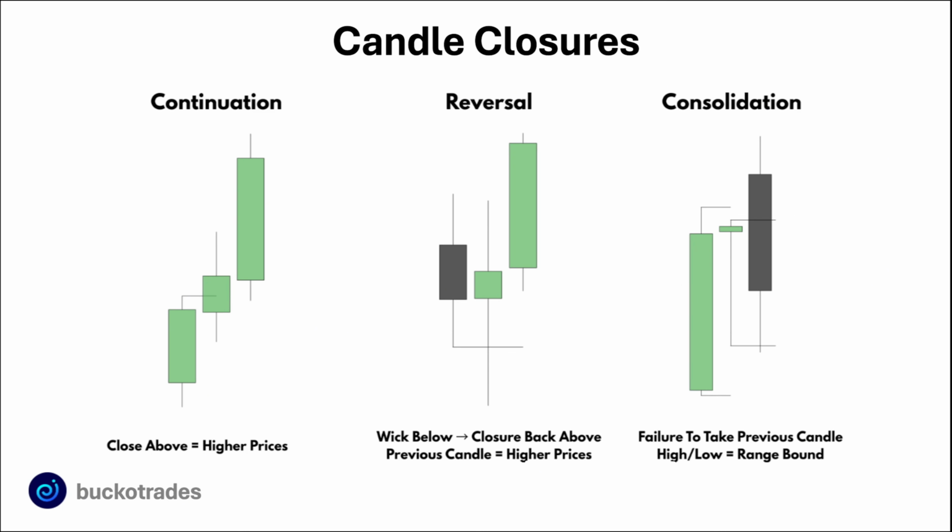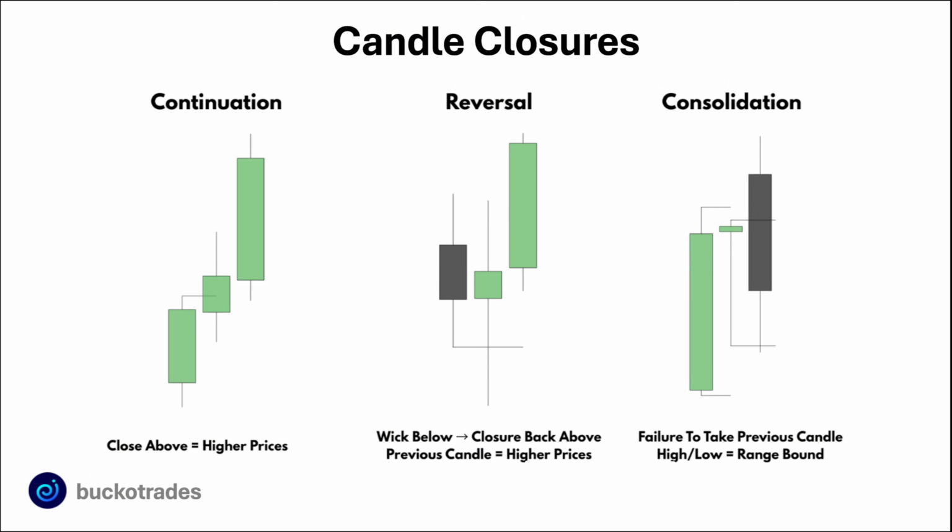For the continuation day, we want to see the previous daily candle close above or below that day's previous daily candle. As you can see in the example to the left, we have 3 days. Day number 2 closes above day number 1, above the wick. When I say closures, I don't mean the body, I mean the wick. And then you can see day number 3 delivers to the upside.